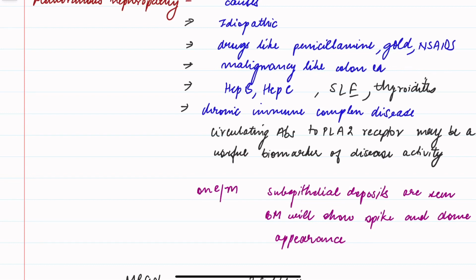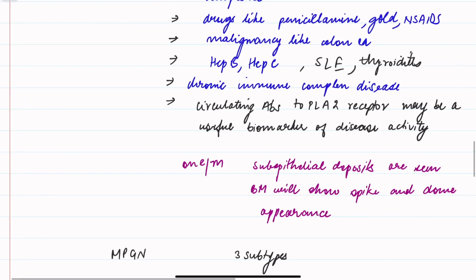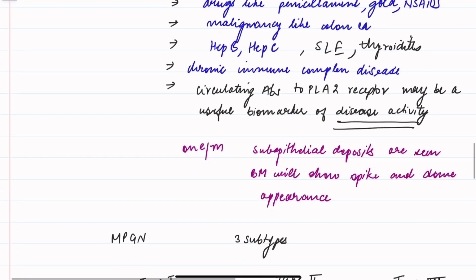It is a chronic immune complex disease, and you will see circulating antibodies to phospholipase A2 receptor, which may be a useful biomarker of disease activity. On electron microscopy, you will see subepithelial deposits, and basement membrane will show a spike and dome appearance.